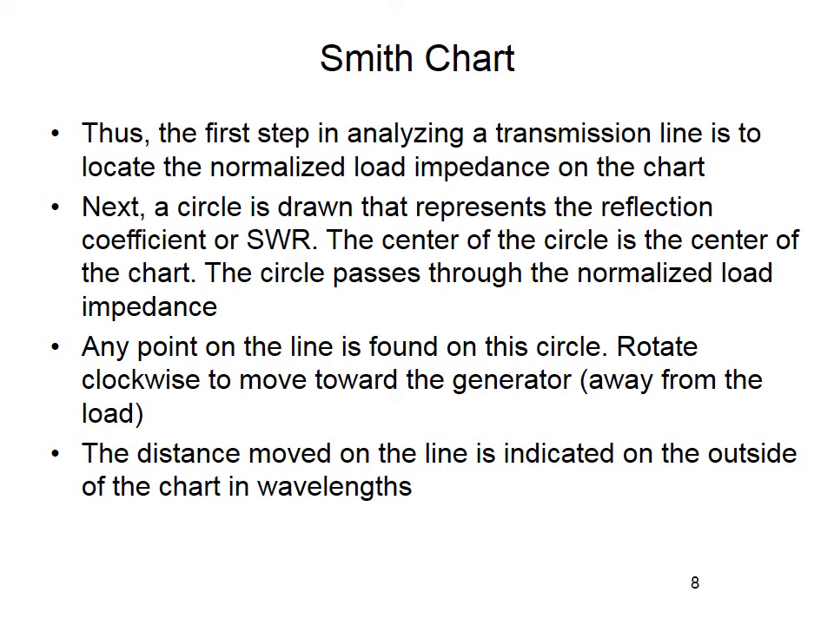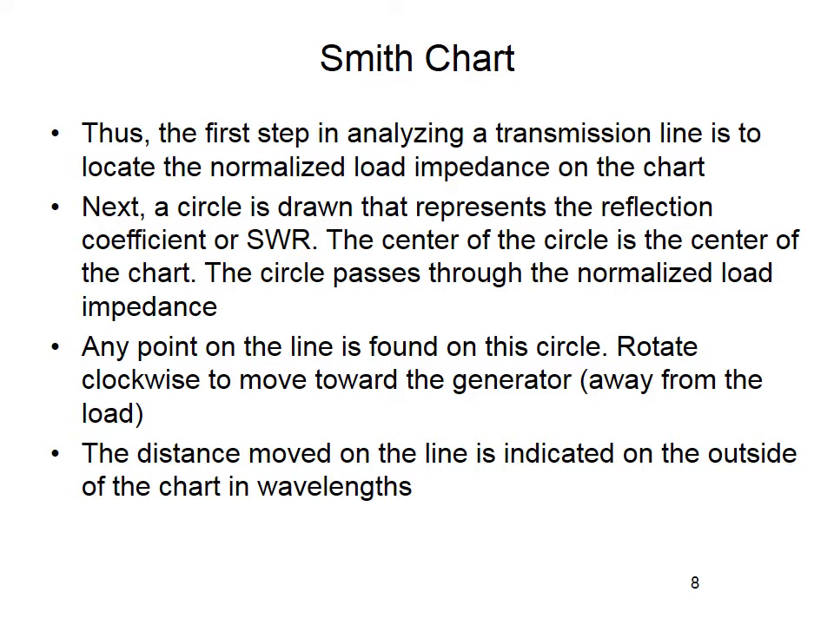So in short, the first step in analyzing a transmission line with the Smith chart is to locate the normalized load impedance on the chart. This circle is drawn as the representation of the reflection coefficient, or the standing wave ratio, and this is the center of the circle. With the help of that center, you can find many parameters, like the load impedance and so on.